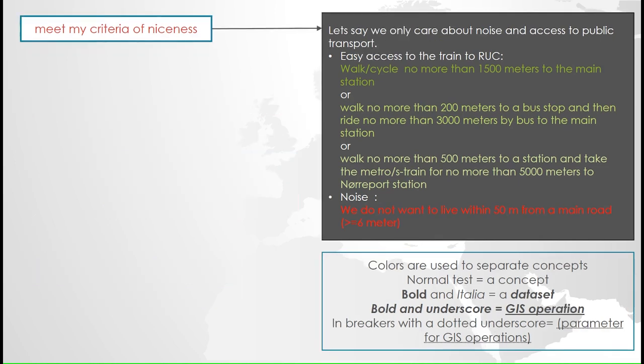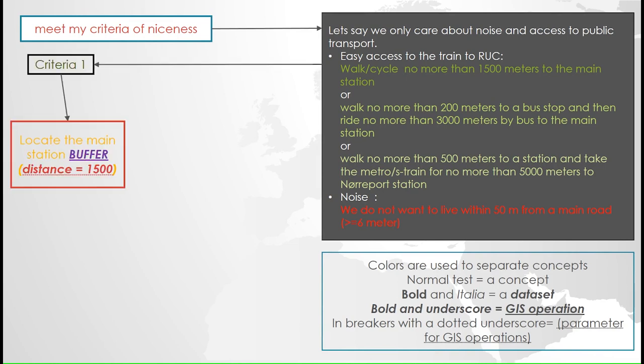So let's look at the individual criteria and how we can define them. So criteria one is, well, basically we need to find the main station and do a buffering of 1500, find the 1500 meters around that. And the main station can be extracted from the travel planner data set. So we have a data set called Stoppested. And that has an attribute name where we can ask for the main station. So basically this can deconstruct.